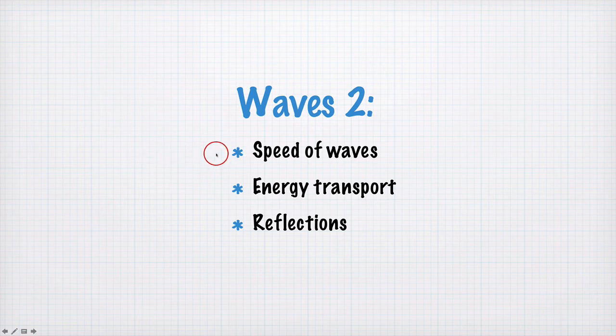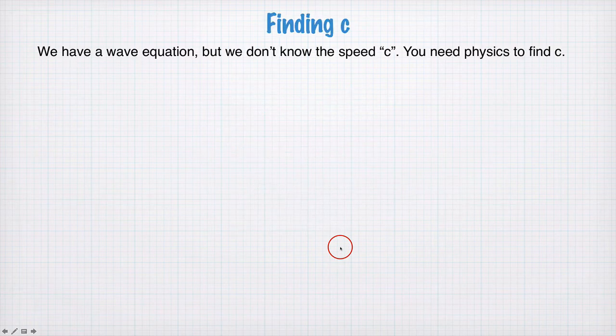In this video, we're going to look at the speed of waves, the energy transported by waves, and some wave reflections. To begin, we have a wave equation, and in this one-dimensional linear wave equation, we had the speed c of the wave. But to actually find c, you need to do some physics. I'm not going to do that physics for you right now, but I'm going to tell you what the speed of some different sorts of waves are.